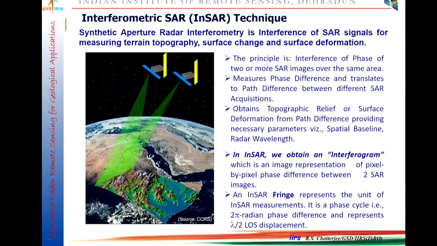So now coming to interferometric SAR, what is that? Synthetic aperture radar interferometry, or interferometric SAR, is basically a particular technique. It is used for measuring the terrain topography, meaning good quality digital elevation model, and surface deformation. So interferometric SAR is essentially used for getting a very good quality digital elevation model, but more importantly for getting spatially continuous land surface deformation at a very high precision level. What is the precision? Centimeter to sub-centimeter level of precision.